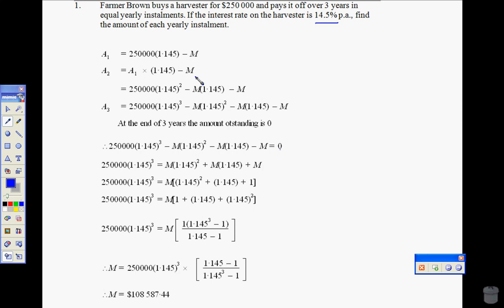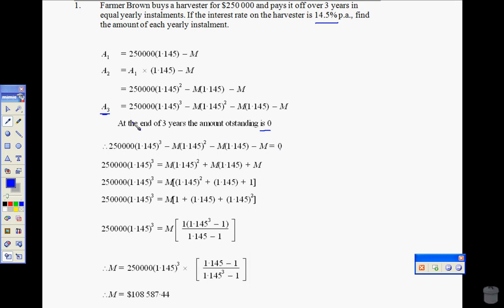At the third year, you can start to see the pattern. The amount that was left at the end of the second year has interest charged on it, so the 1.145 multiplies by the interest again, and that's why it's cubed in this case. The M term gets multiplied by 1.145 as well, and then we make another repayment, so minus M again. So that's the 3 years, as we're only paying it off over 3 years. That brings us to the idea that the amount outstanding at the end of 3 years, if we paid the loan off, would be zero.